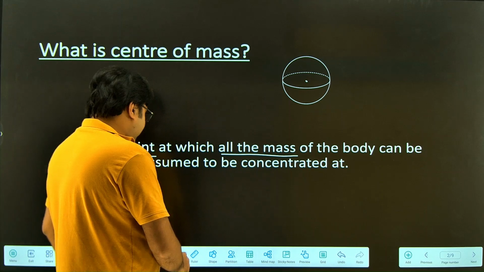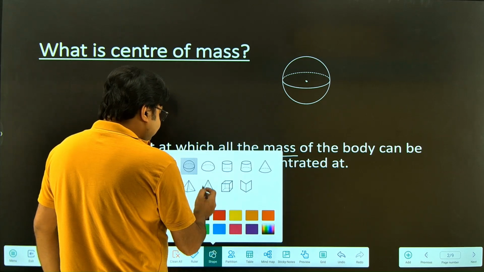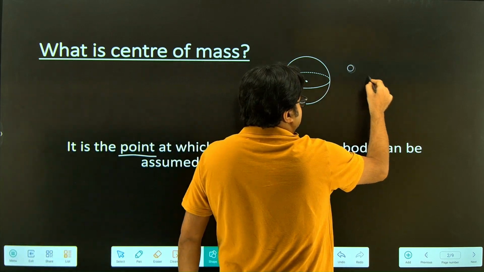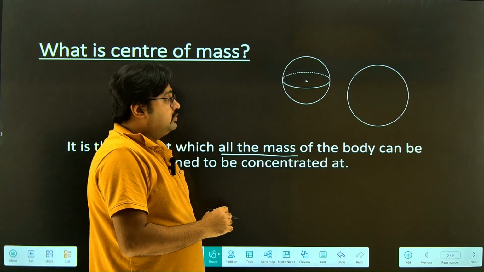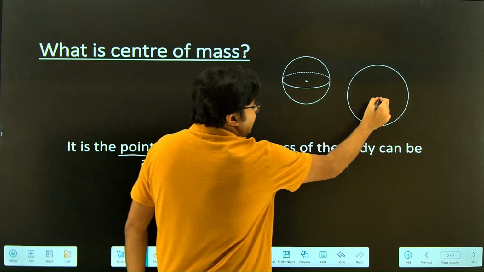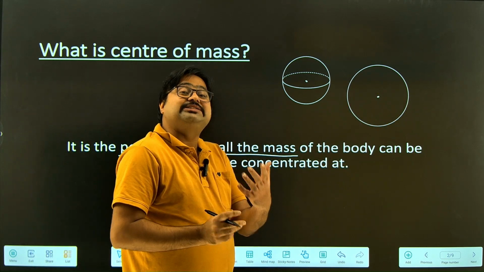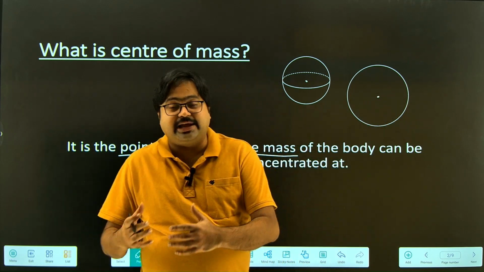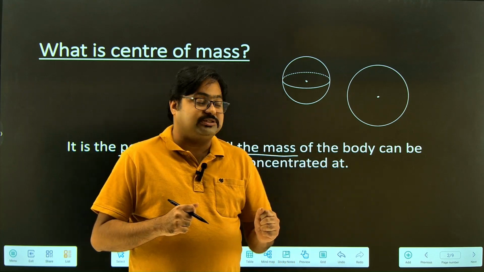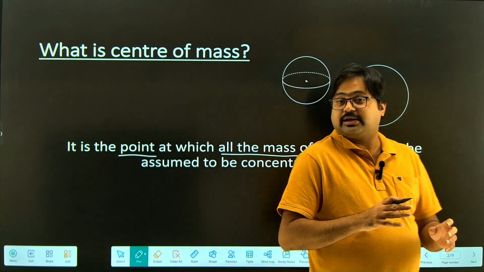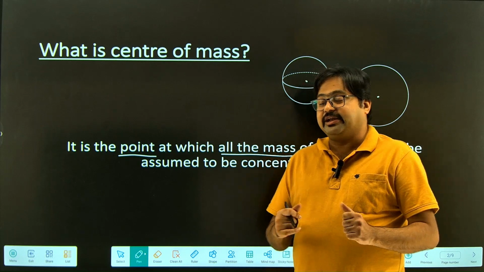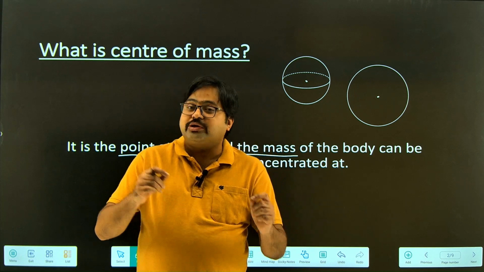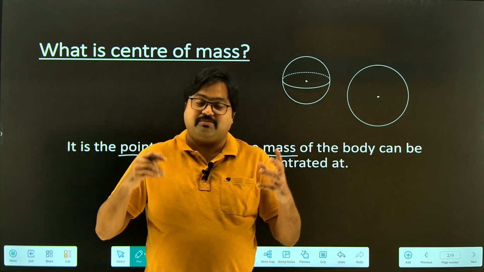But then let's say we've taken a ring. If you took a ring, something of this sort, that's a ring. Now the center of mass would again lie here, which is not inside the body anymore, it's outside the body. So center of mass of the body can either lie inside the body or it can lie outside the body. With this understanding, we can go further and talk about how to calculate the center of mass for a discrete mass distribution.